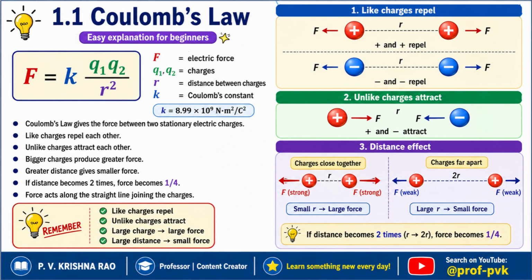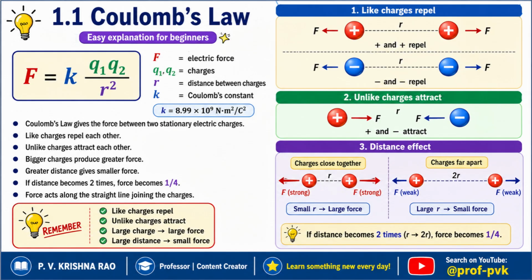F is equal to K into Q1 into Q2 divided by R square. What is F? F is the electric force. How is it getting electric force? There are charges, maybe positive charges, negative charges, or one positive and one negative. Between them, some electric force will come. That force is indicated with capital F.